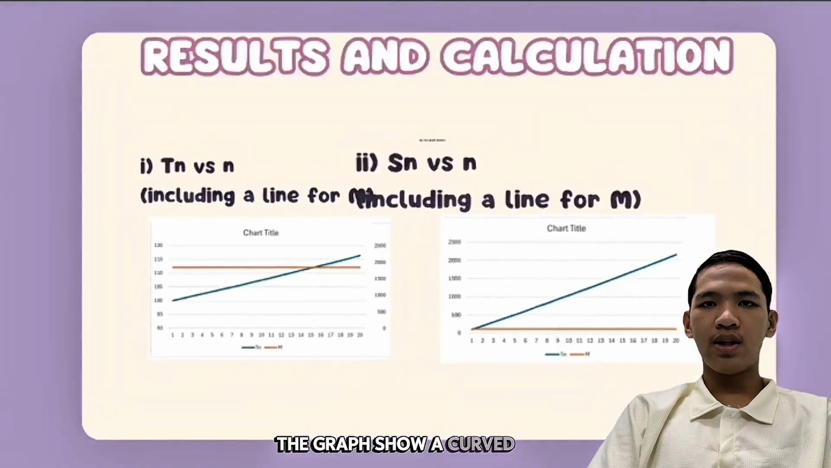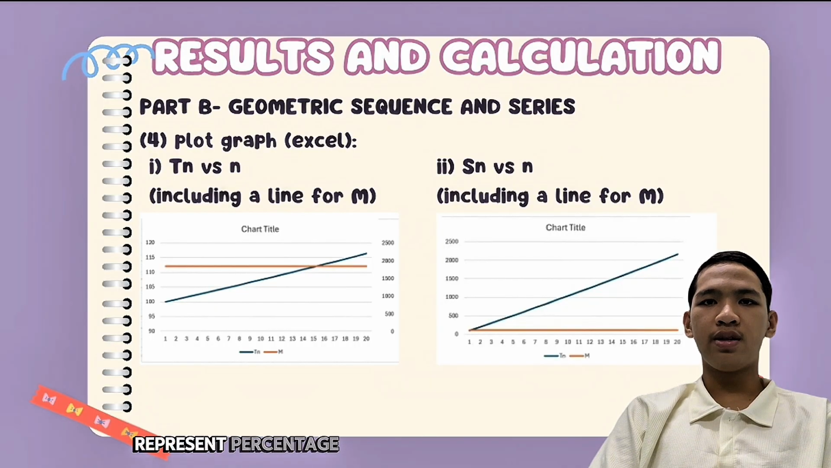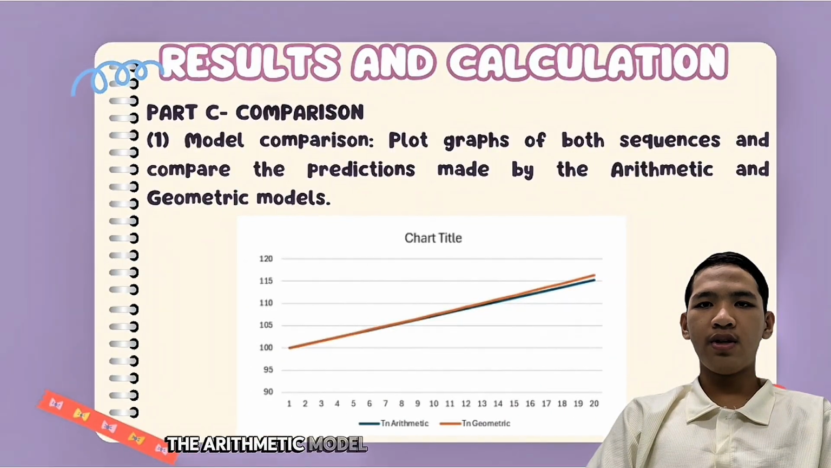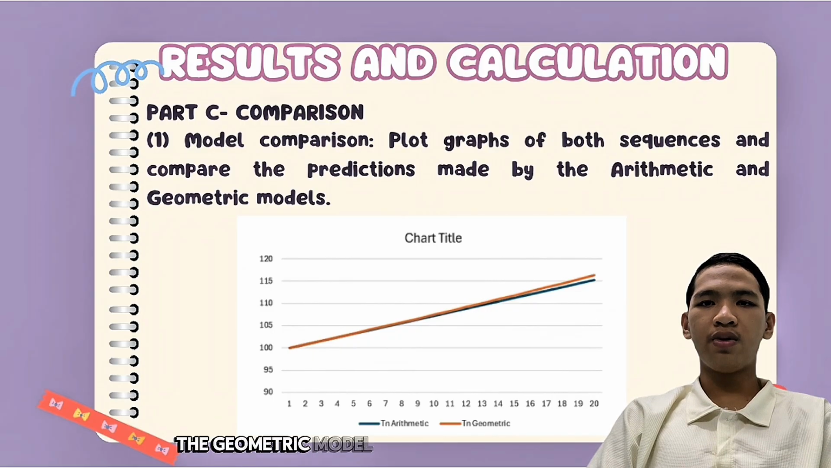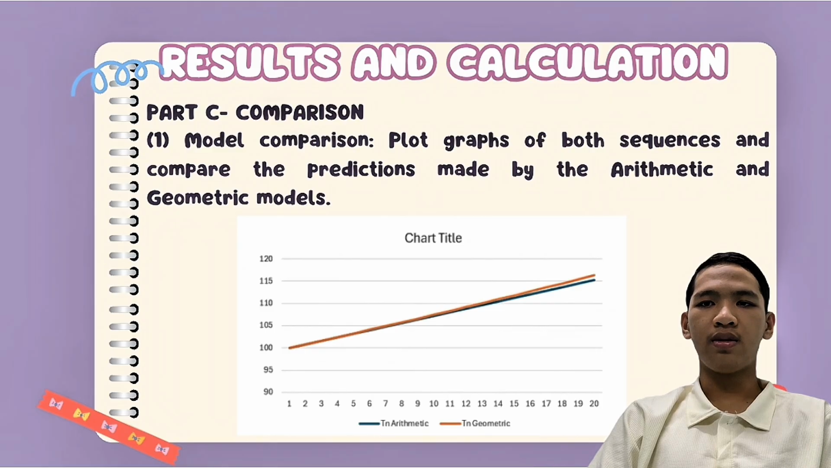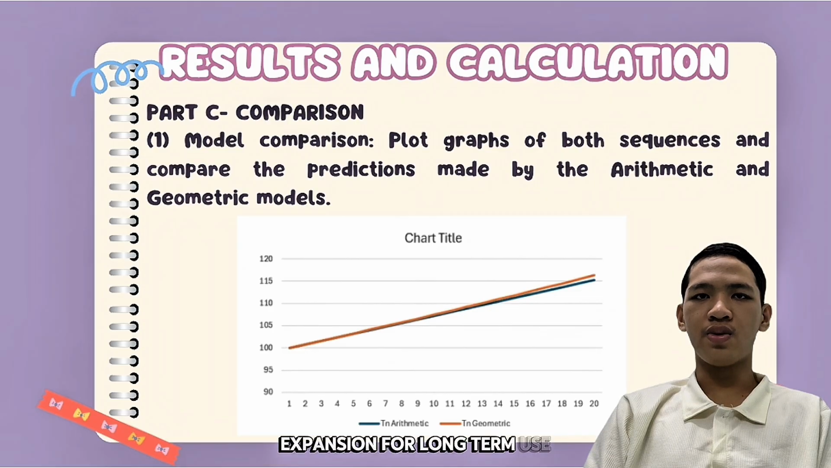The graph shows a curved line, which means the expansion increases faster as the number of cycles increases. This represents percentage growth instead of constant growth. To summarize, the arithmetic model reached the safety limit at cycle 16. The geometric model reached the safety limit earlier, at around cycle 15. The geometric model shows faster expansion than the arithmetic model. Therefore, the geometric model is more suitable to represent piston rod expansion for long-term use.